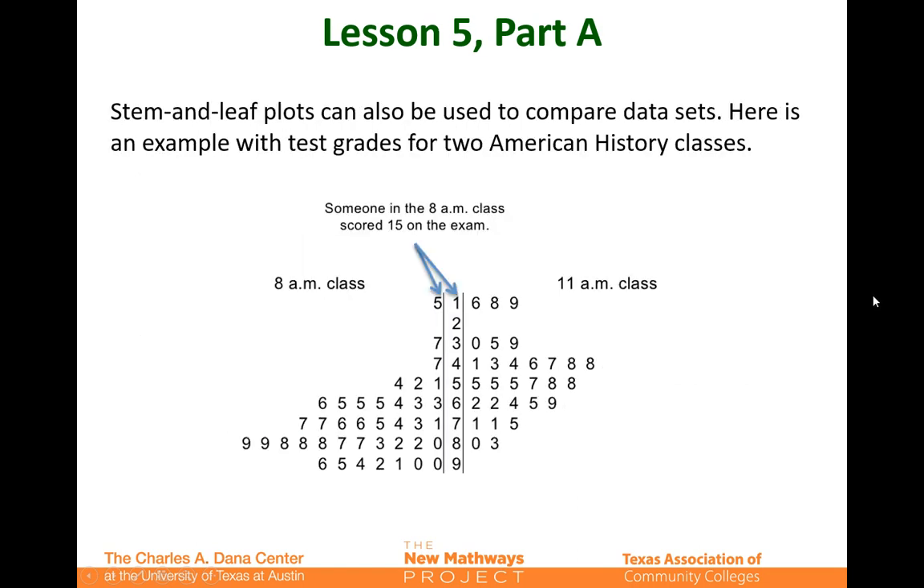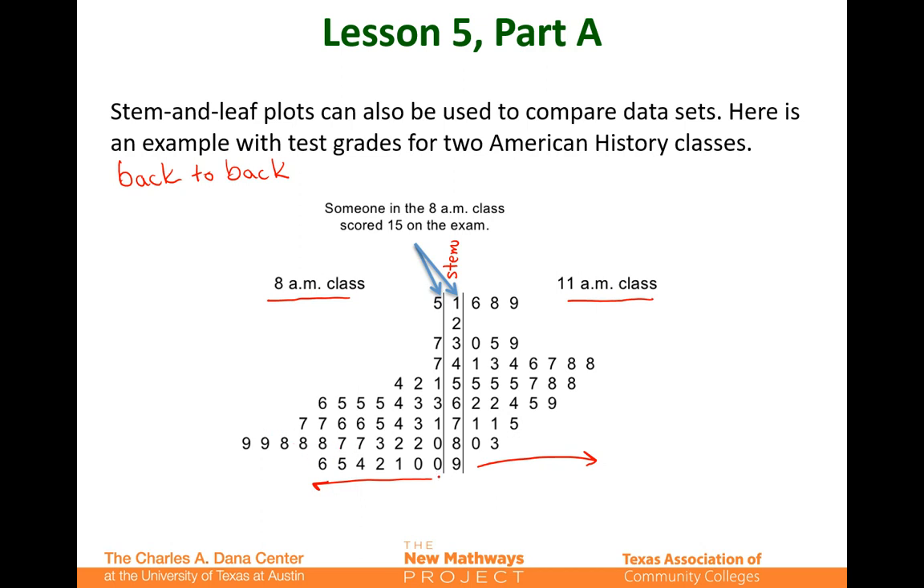This other type of stem and leaf plot is called a back-to-back plot. Notice now our stem is right here in the middle. We've got an 8 a.m. class, we've got an 11 a.m. class. Notice when we put them in order, we still have to be in order. We're going least to greatest this way and least to greatest this way. We can make quite a few comparisons like this.